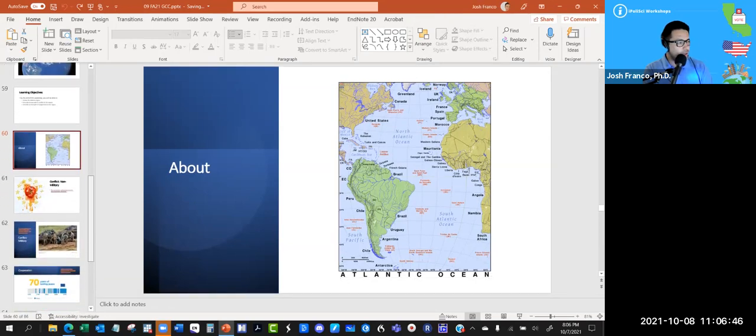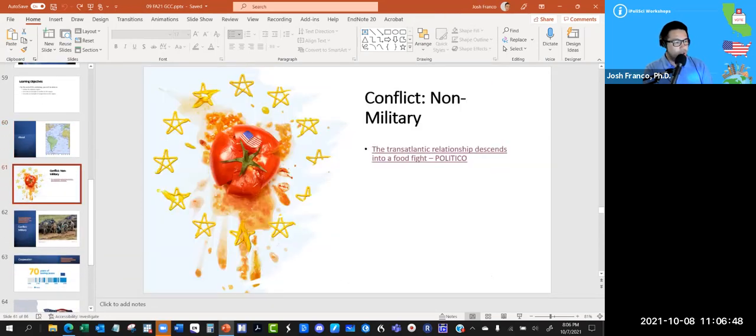So with that said, let's go look at 2 examples of conflict. I want to bring in a non-military example, because most of the times when we think of conflict, we're always thinking of the military war and arms and things like that. But I want to focus on one that's not military.